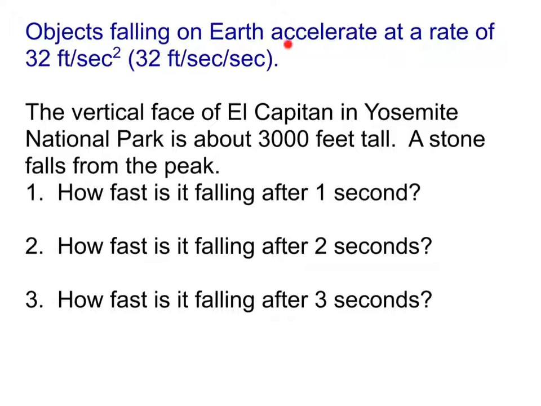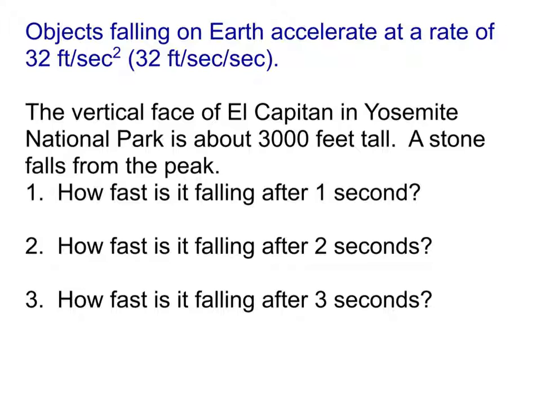So objects falling on Earth accelerate at a rate of 32 feet per second squared. Now when you see feet per second squared, what that really means is feet per second per second. And we're going to see how that's actually going to make sense here in a moment. Now this is a constant number, so wherever you are on Earth, this is the acceleration due to gravity.